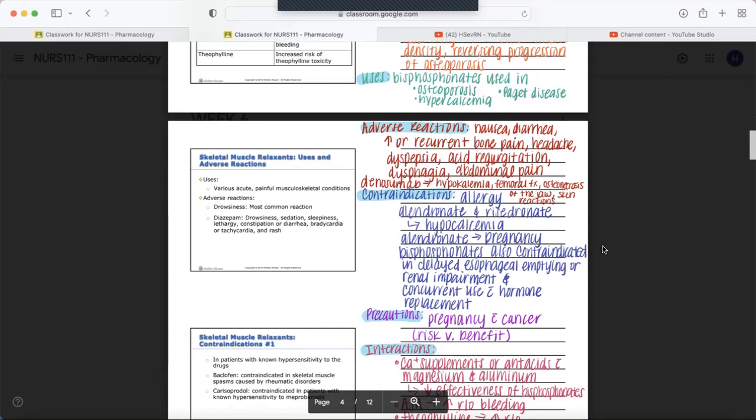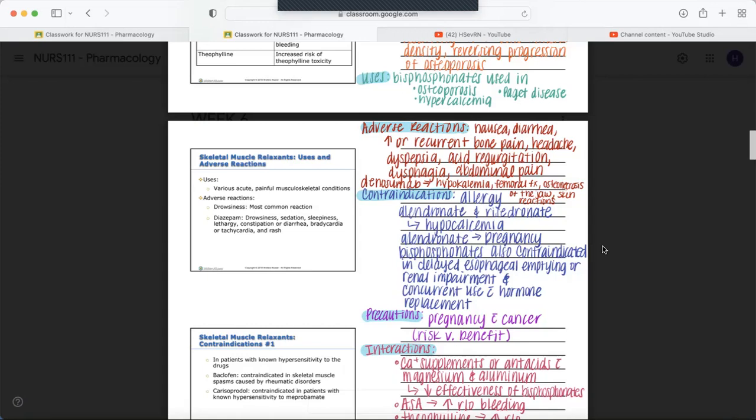Adverse reactions. Bisphosphonates cause serious dyspepsia, regurgitation, like GER, reflux, nausea, etc. So you want these clients to sit up for at least 30 minutes after you give this medication, because it's going to cause really bad esophagitis or inflammation of the esophagus, irritation, right? Additionally, these can cause diarrhea. They can cause increased or recurrent bone pain. They can cause headache. They can cause dysphagia or abdominal pain. Specifically, denosumab can cause hypokalemia, potential increased risk for femoral fracture, osteonecrosis of the jaw, and potential skin reactions.